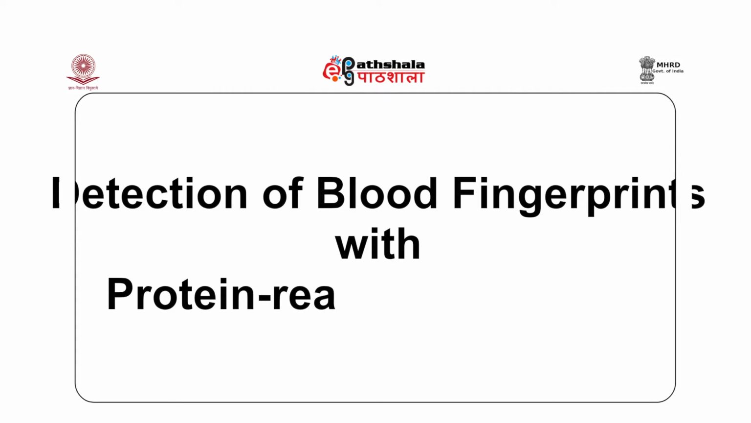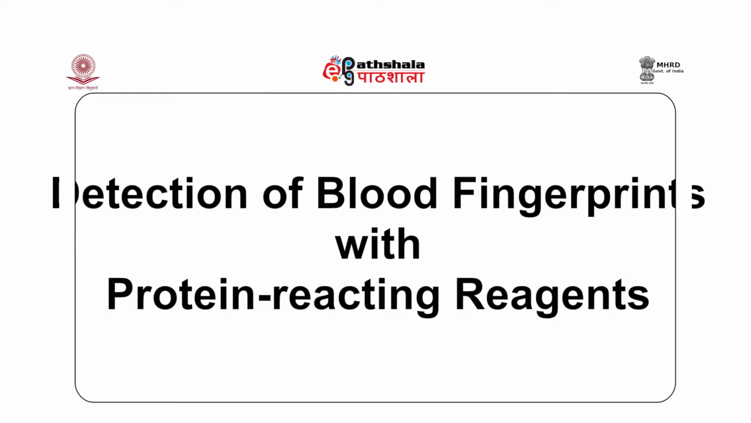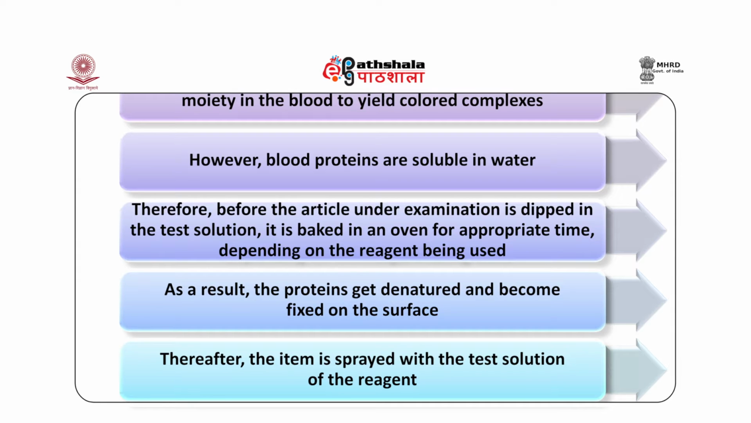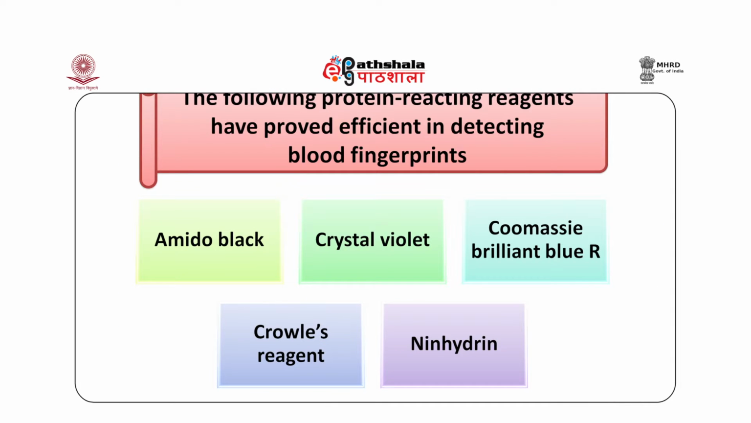Now, let us see detection of blood fingerprints with protein reacting reagents. A good number of organic derivatives bind to the protein moiety in the blood to yield colored complexes. However, blood proteins are soluble in water. Therefore, before the article under examination is dipped in the test solution, it is baked in an oven for appropriate time, depending on the reagent being used. As a result, the proteins get denatured and become fixed on the surface. Then the item is sprayed with the test solution of the reagent. The following protein reacting reagents have proved efficient in detecting blood fingerprints.